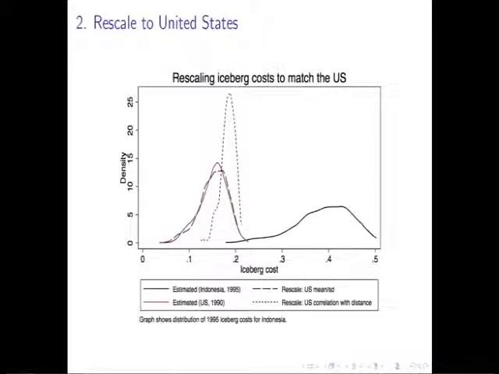And the final thing we do is we need a way to say that the movement costs in Indonesia become the same as they are in the US. We do this two ways. This is the Indonesian distribution of transportation costs. What we basically do is we move the lowest transportation cost in Indonesia to be the same as the lowest transportation cost in the US, and therefore we move the whole distribution across. The alternative is we parameterize and we assume that the same correlation between distance and transportation costs exists in Indonesia as does in the US, and this will give you this distribution.